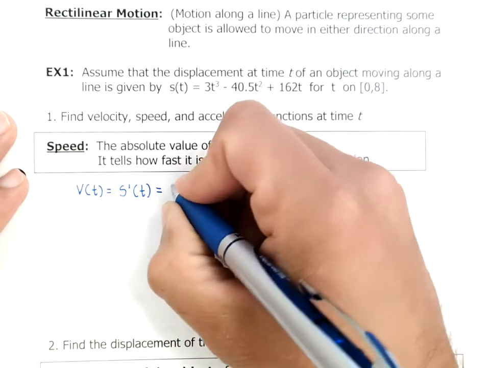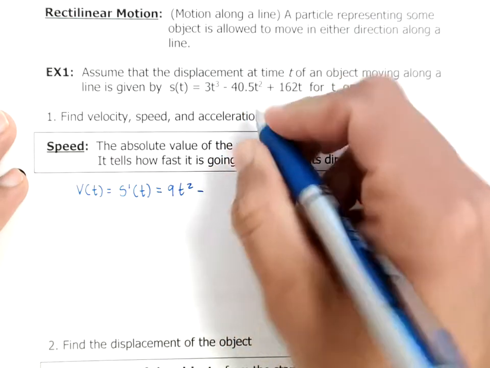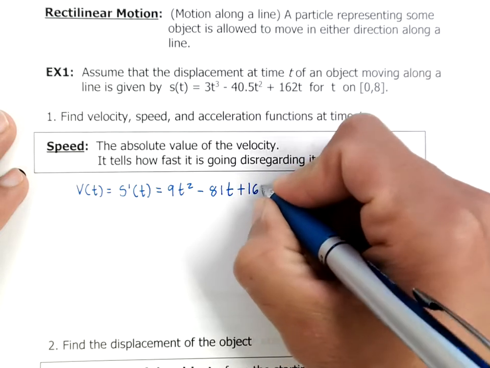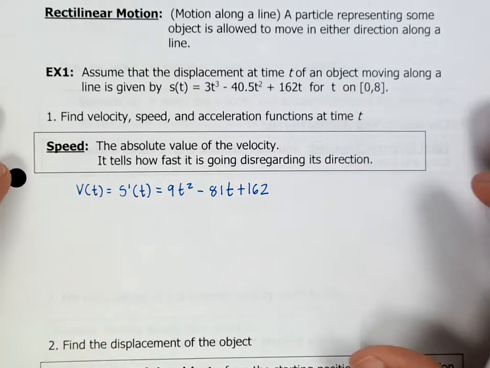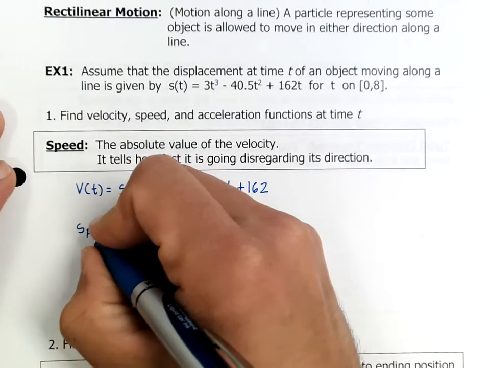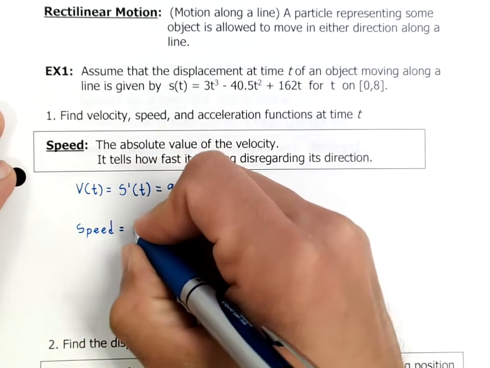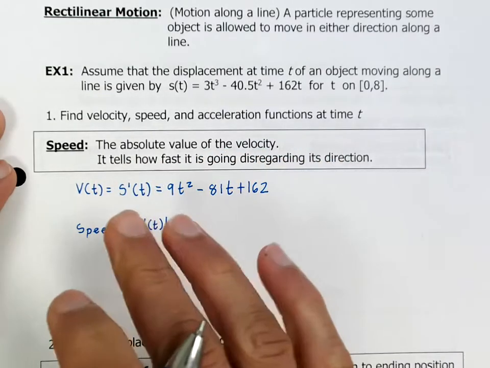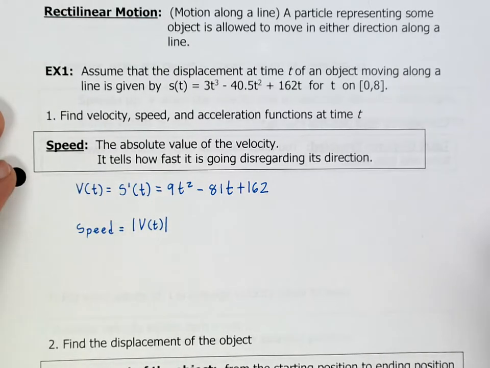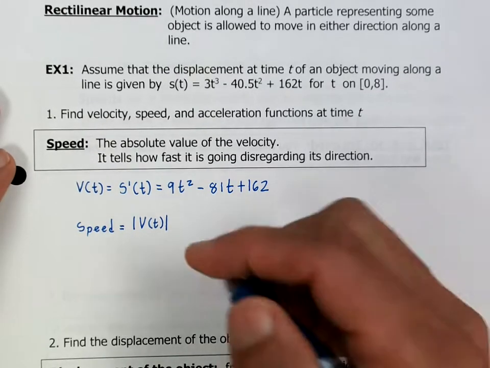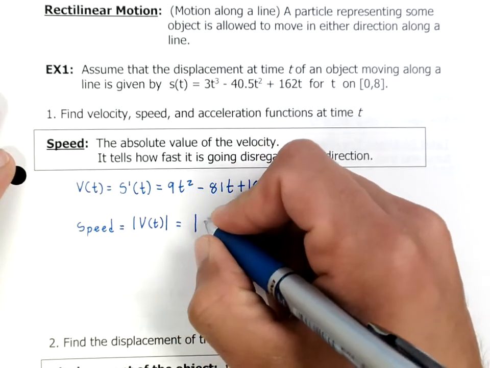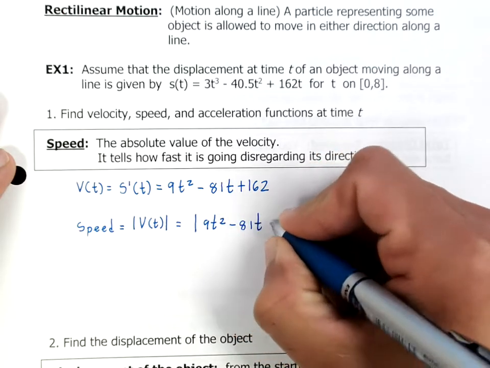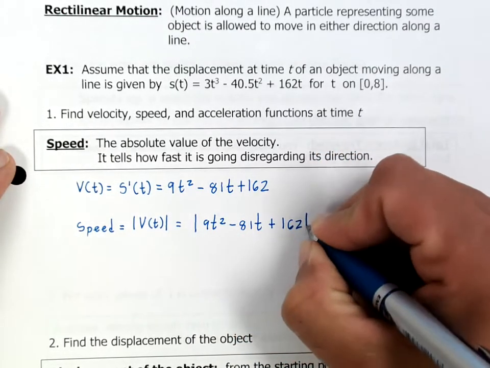So that would be 9t squared minus 81t plus 162. Now, speed is the absolute value of the velocity. So this is what it's telling you. It says speed is how fast something is going regardless of its direction. So the speed is the absolute value of 9t squared minus 81t plus 162.